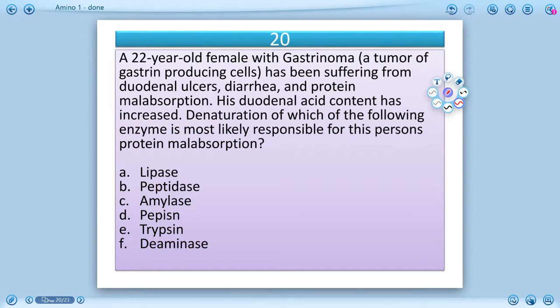A 22-year-old female with gastrinoma. Again, you guys don't know about GI. Gastrinoma is a tumor of the GI that produces gastrin. She has been suffering from duodenal ulcer, diarrhea, and protein malabsorption. If you have gastrinoma, there will be too much acid coming to the duodenum and denaturing pancreatic enzymes. Which of the following enzymes is most likely responsible for this person's protein malabsorption? It has to be trypsin, because trypsin is required for activation of all pancreatic enzymes.